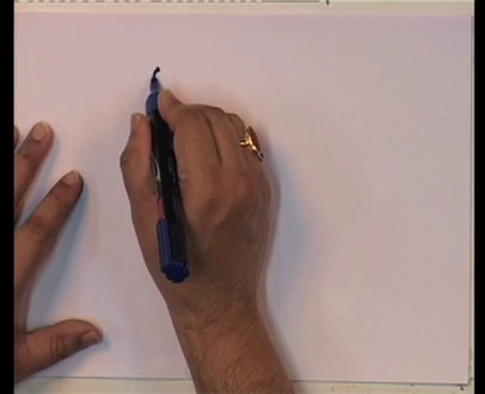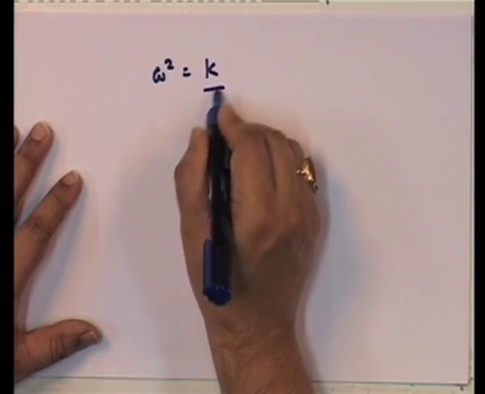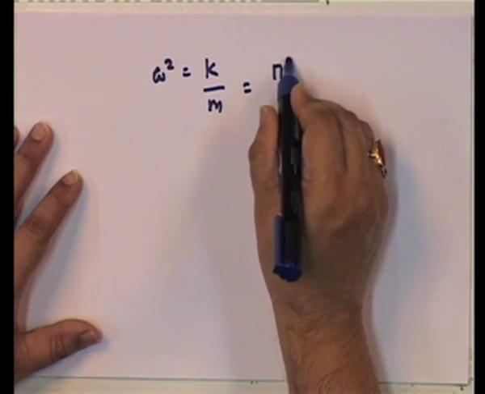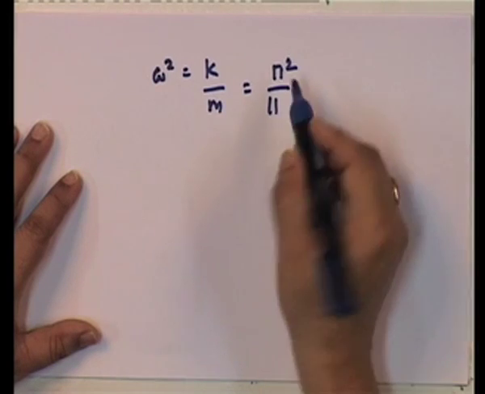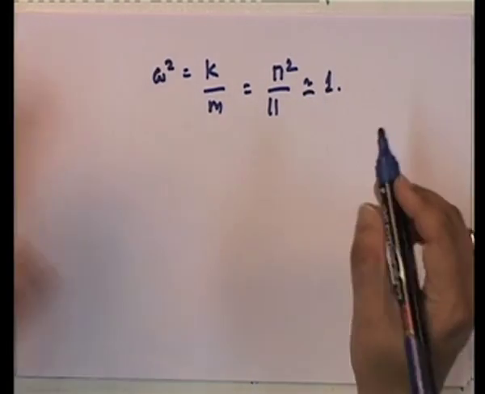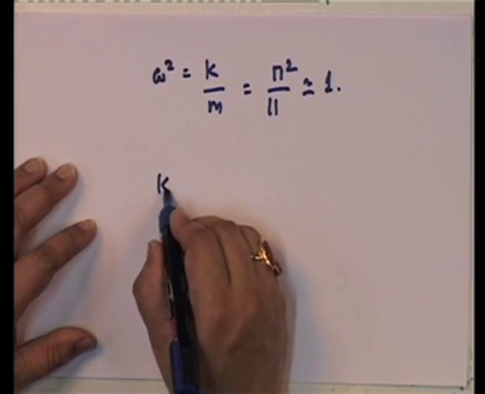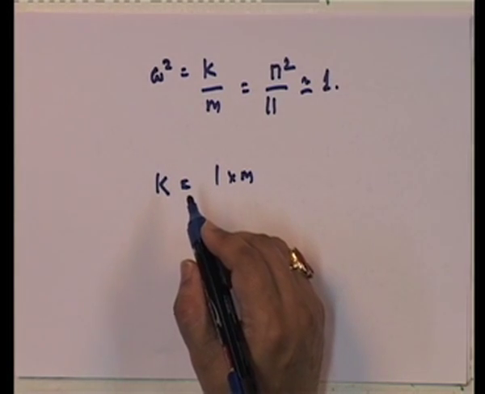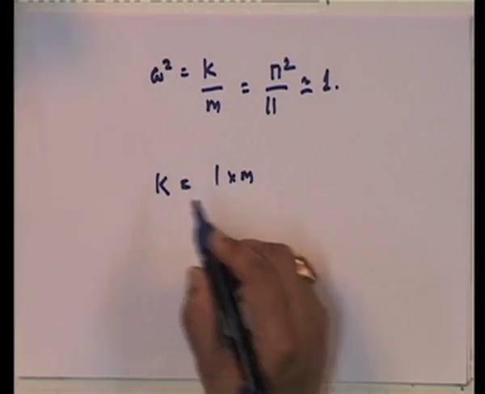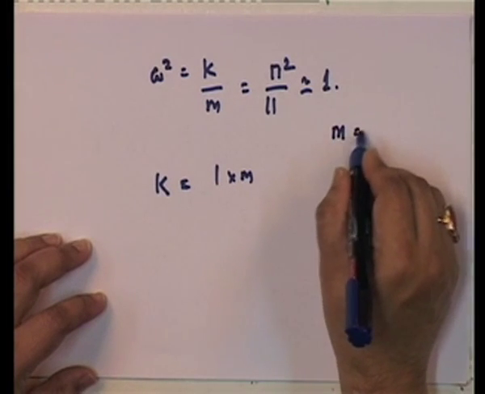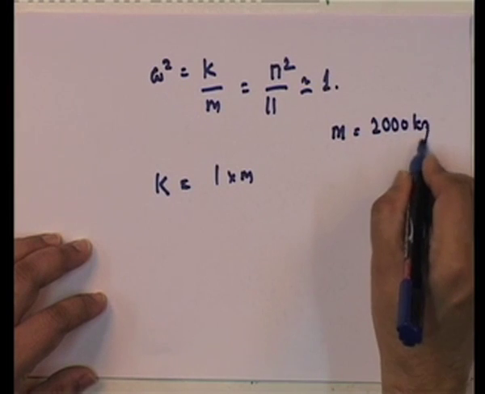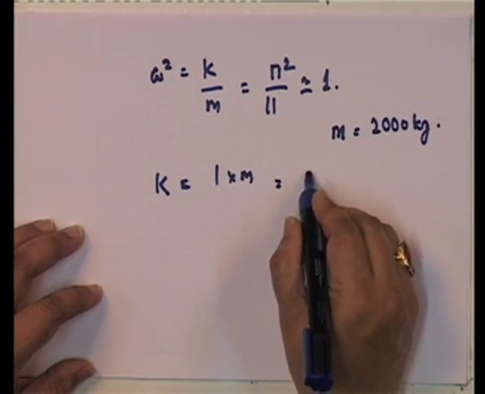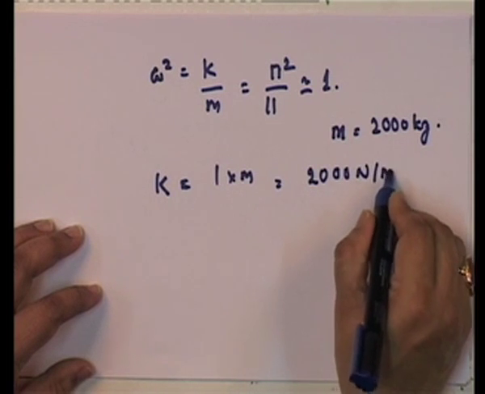Again, what do you get? You have a situation where omega squared, which is k upon m, is equal to pi squared upon 11. Now, let me take that as approximately 1 for all practical purposes. Basically, that means k is equal to 1 into m. What was the mass of the car? The mass of the car we had not given. We will take the mass of the car as 2000 kgs. Therefore, k is equal to 2000 Newton per meter.